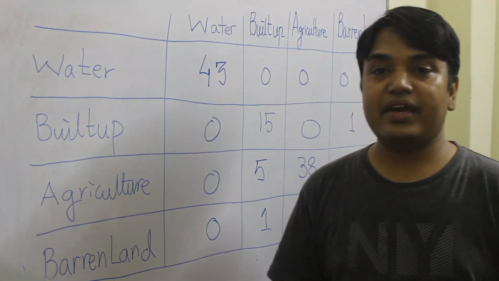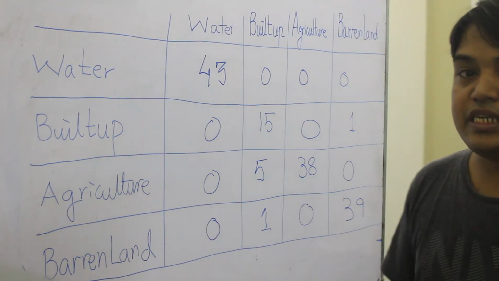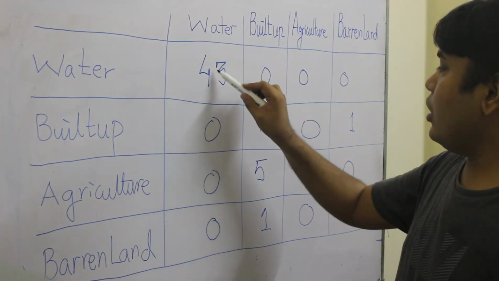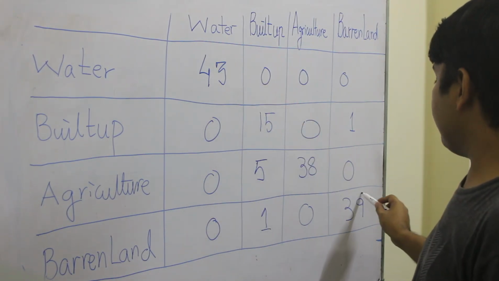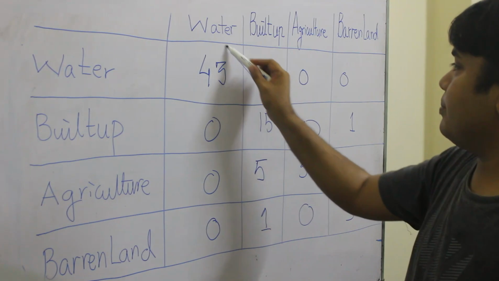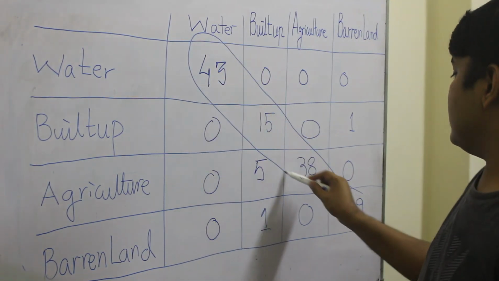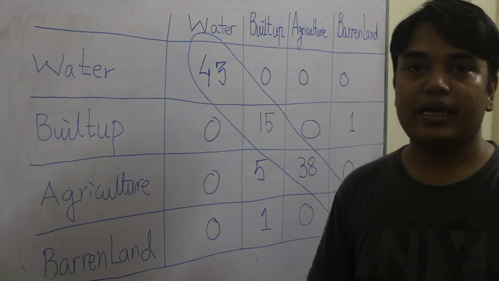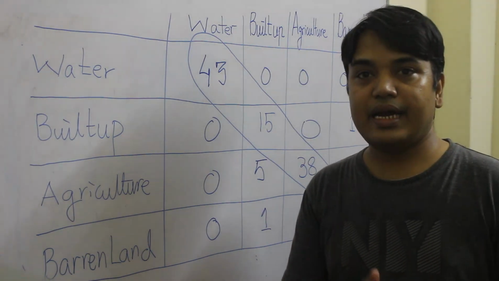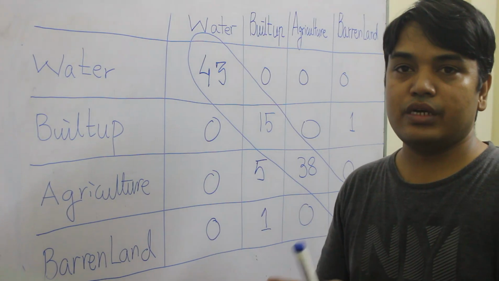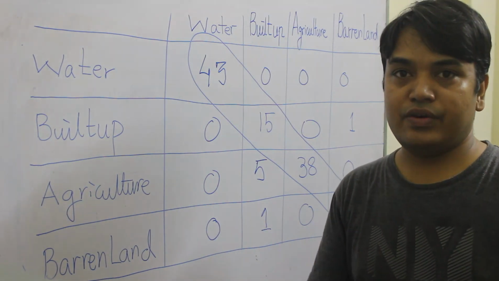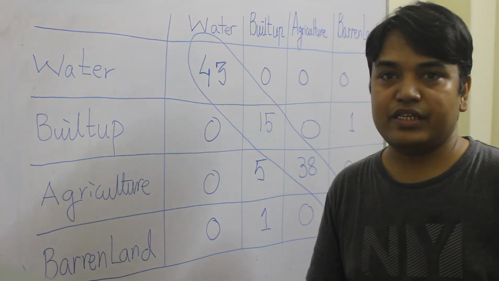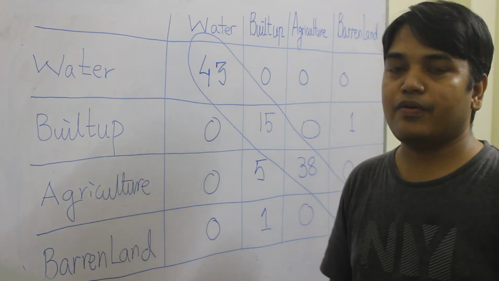You will see one very interesting thing in this matrix. All the diagonals are those pixels which are classified correctly, and these are the same as on the ground, which is what we get from any classification scheme, like supervised or unsupervised classification.